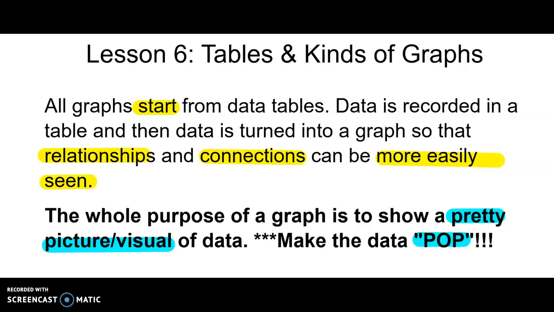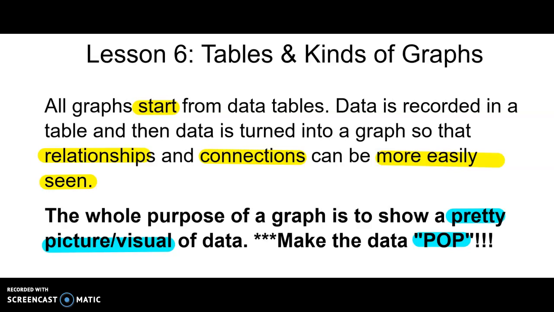So we're going to start lesson 6 here. Lesson 6 is actually moving into a new skill. It will use parts of what we've already learned about graphing some points, but we're moving a little bit closer towards graphs and graphing, and then our next base skill, which will be line plots. But anyway, today's lesson is tables and kinds of graphs.